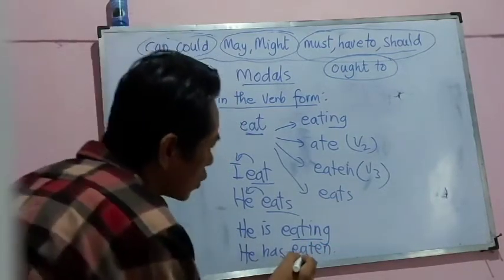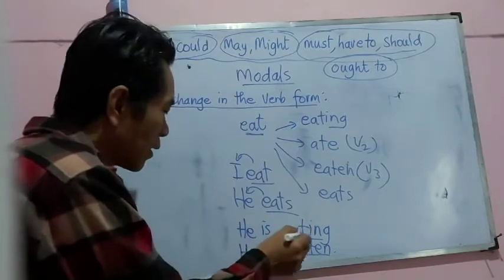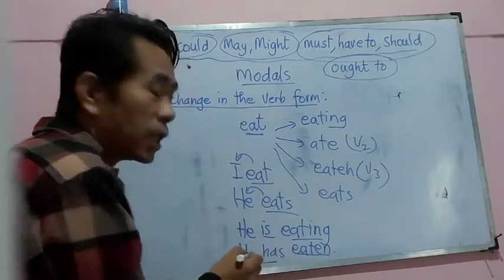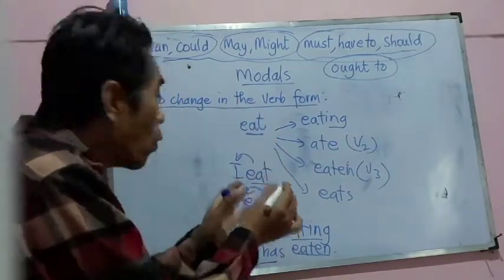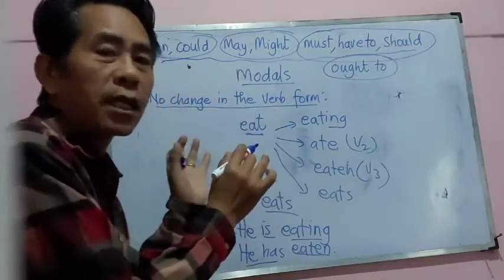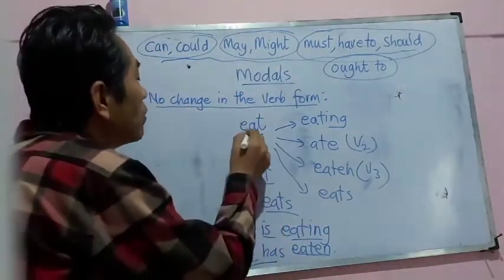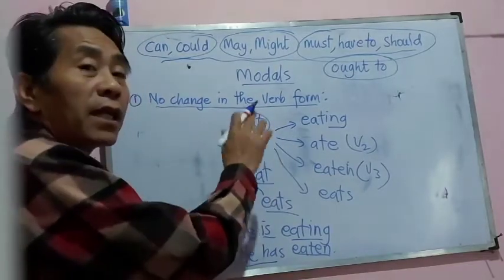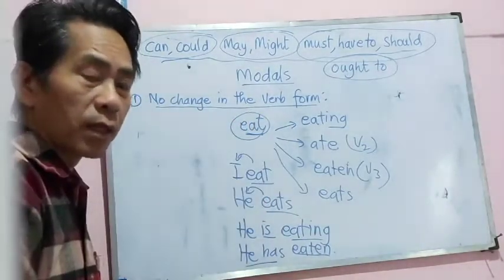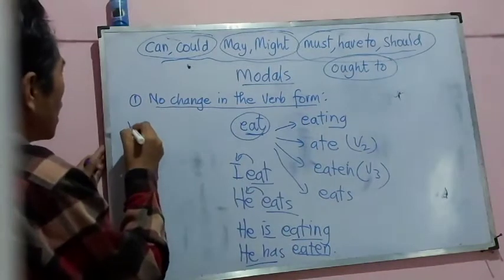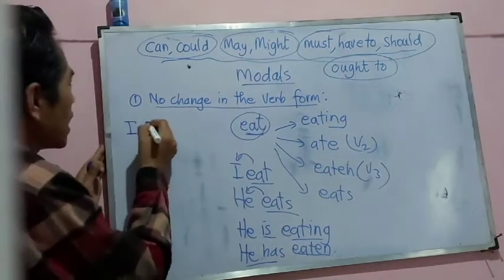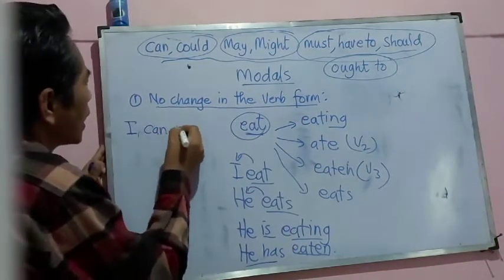Okay, yes. So these verb form changes according to the subject. Now, as far as the models are concerned, there is no change in the form. The verb always remains the same. It will never change its form. You got it? For example, the subject I can eat.